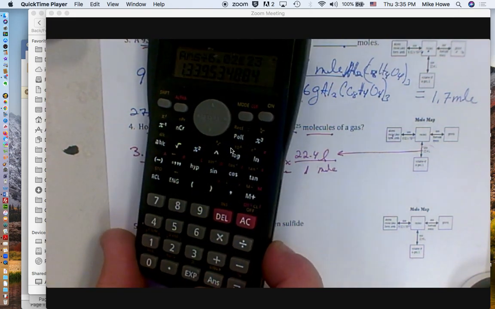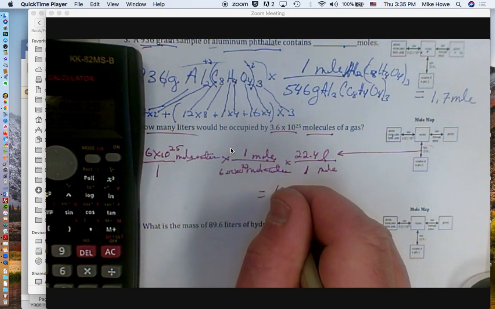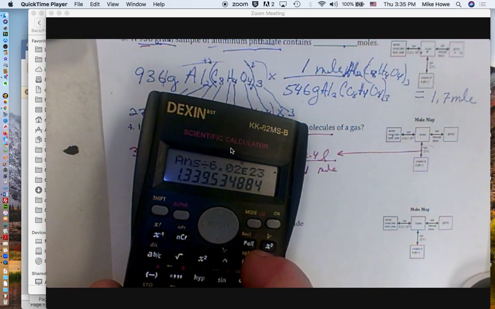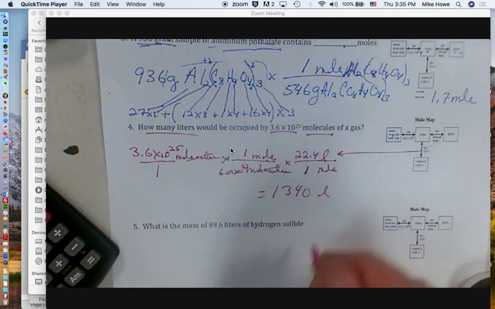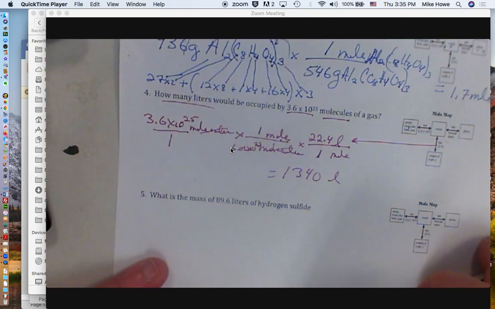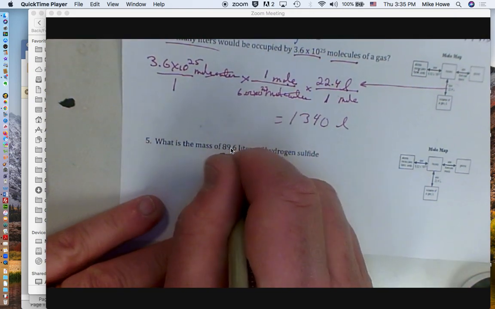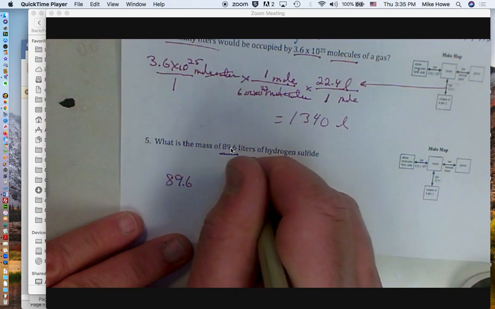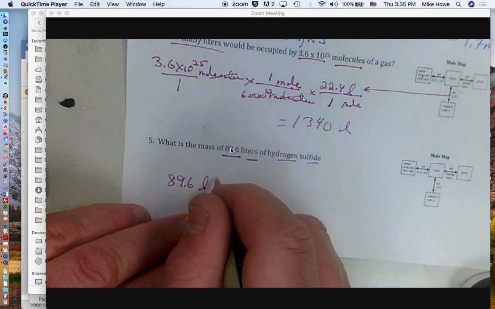Final answer, 1,339.5. We can just call that 1,340. And that would be liters. All right, last question. This time we have 89.6 liters. Now, have I said before that whatever number they give you is what you write down? So I gave you 89.6. Then it's unit, liters. And here we're talking about a particular chemical, so we're going to write that formula down as well.